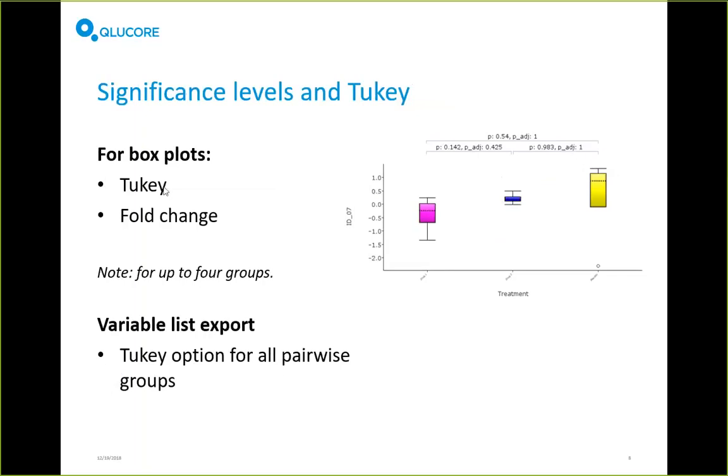And for Tukey, since this is a combinatorial way of showing things, we allow up to 4 groups here. The reason for that is that the number of combinations will explode beyond 4. So it will be a very messy plot if you do more than 4 groups. So we're limiting this to 4 groups at the moment. The Tukey p-values can also be exported when you are doing variable list exports. I should say that as well.